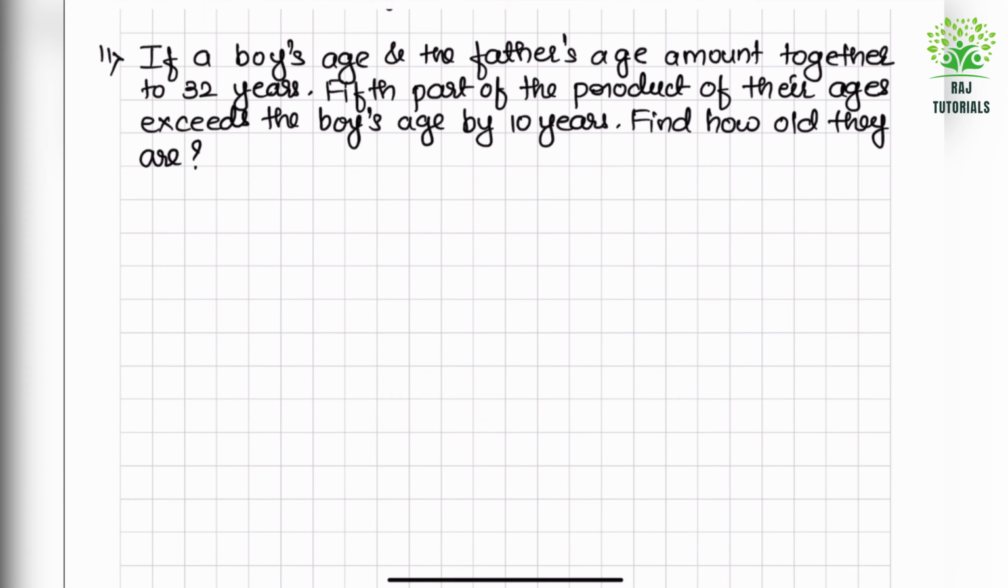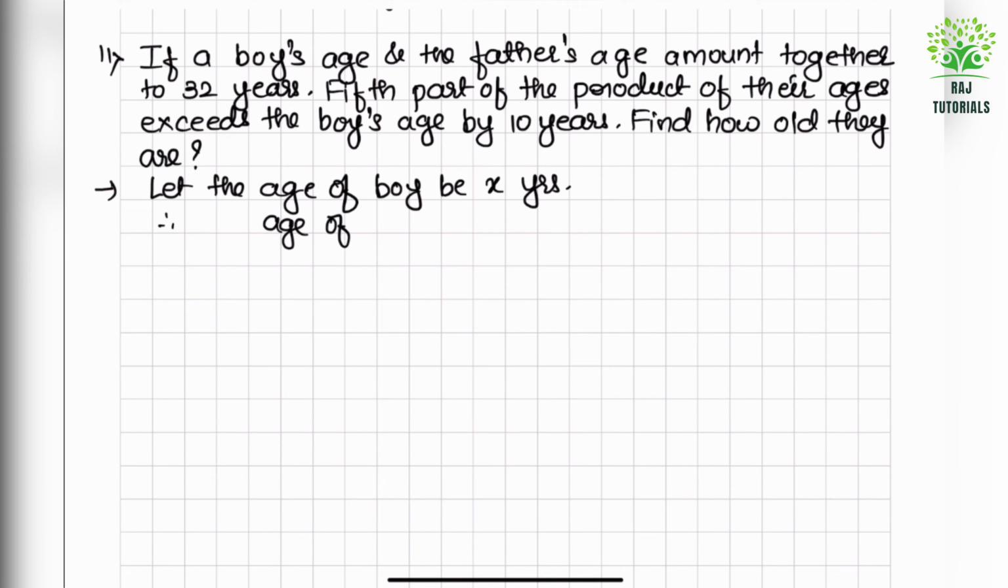If a boy's age and the father's age amount together to 32 years, the fifth part of the product of their ages exceeds the boy's age by 10 years. Find how old they are. So, here, let the age of the boy be x years. Therefore, the age of the father will be 32 minus x years.